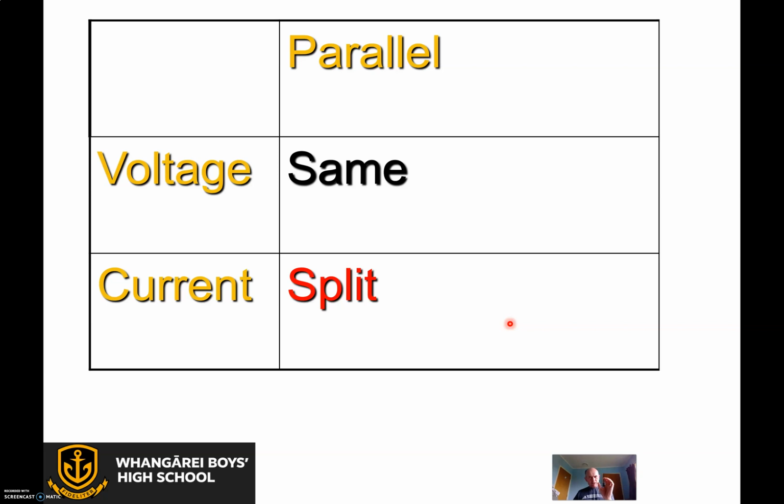In a parallel circuit, the voltage is the same because we're comparing one side to the other. And the current is split because the current drops out as it goes down different branches. That's just year 10 stuff. Let's move on now to year 12. Let's mathematize this, put it into mathematics.